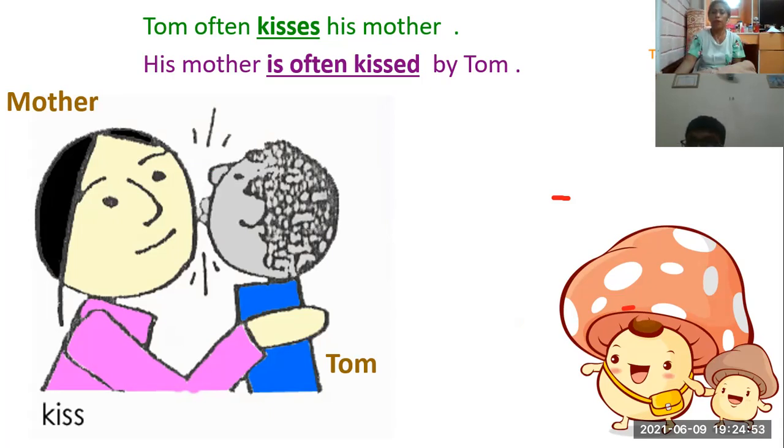Where is the active voice in this sentence? Number one, green or purple? Where is the active voice? Number one or number two? Number one. Okay. Why is number one the active voice?